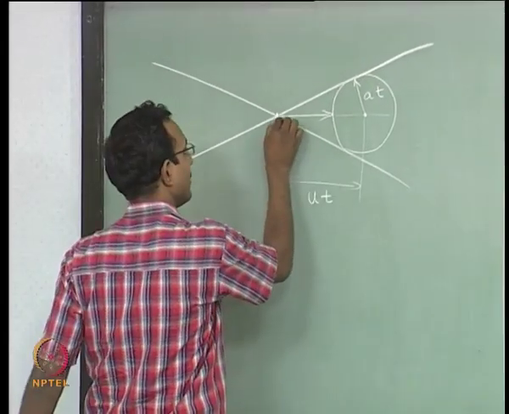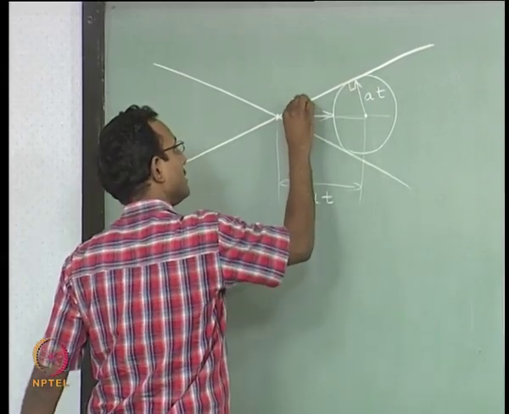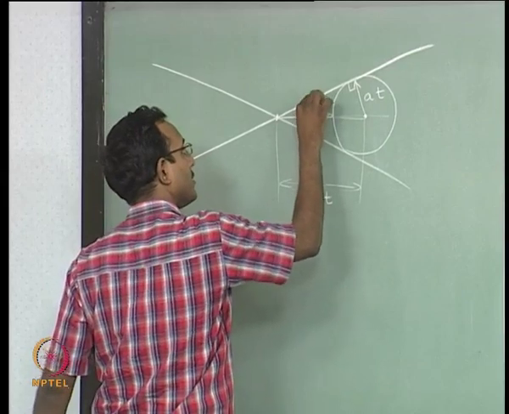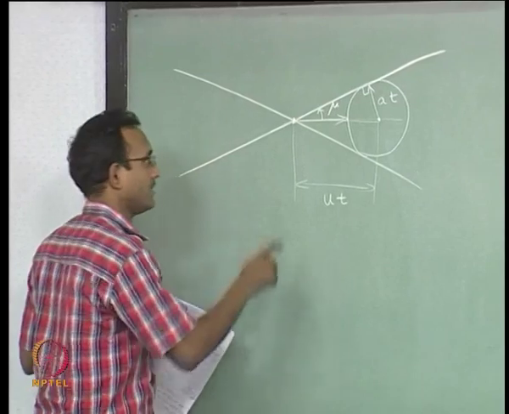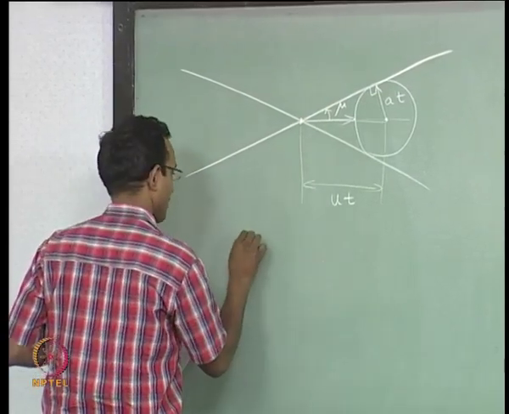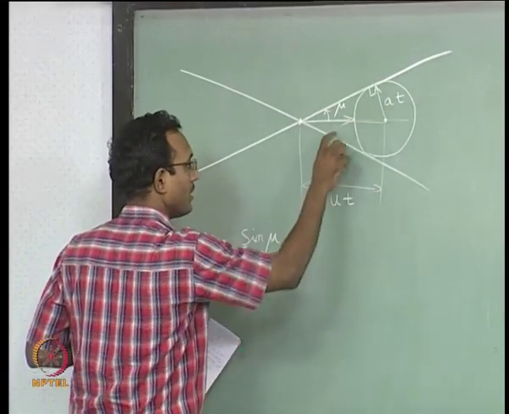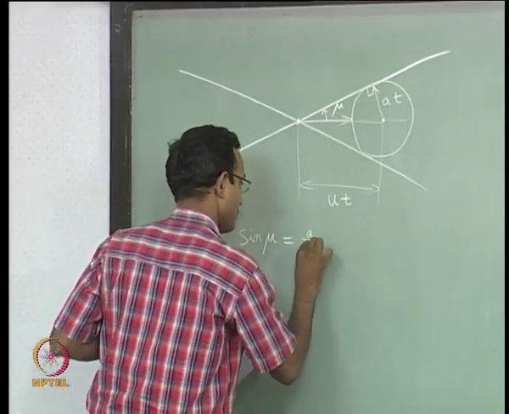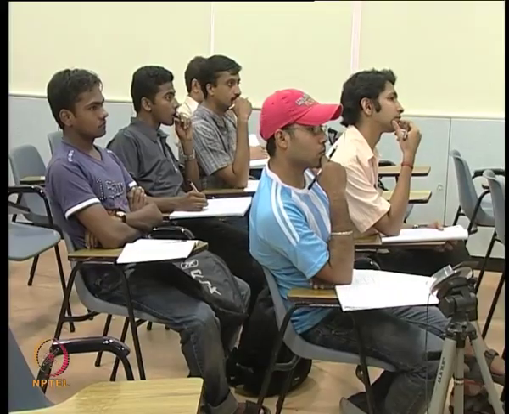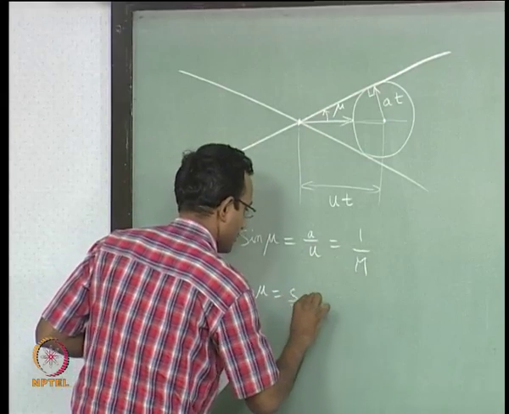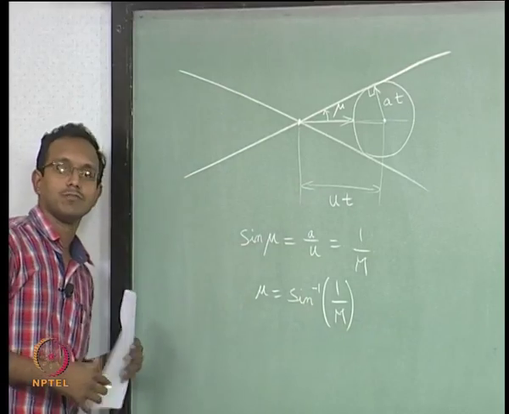So, now I have a triangle with this 90 degrees, and this angle we are going to call specially mu, the Mach angle, and that will come out to be simply sin mu equal to a by u, which is 1 by Mach number for us. So, mu is sin inverse of 1 by M. Now, we have this formula.